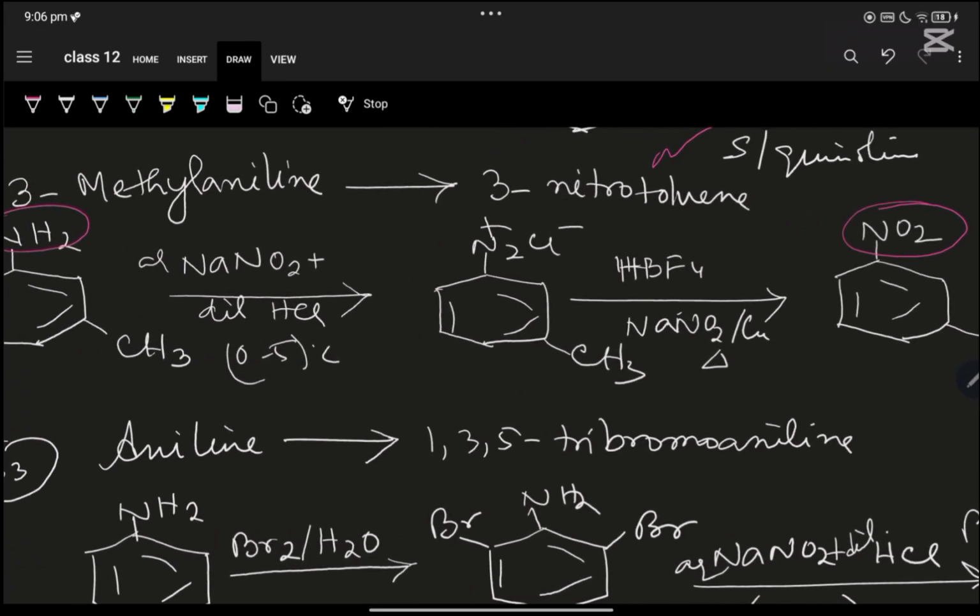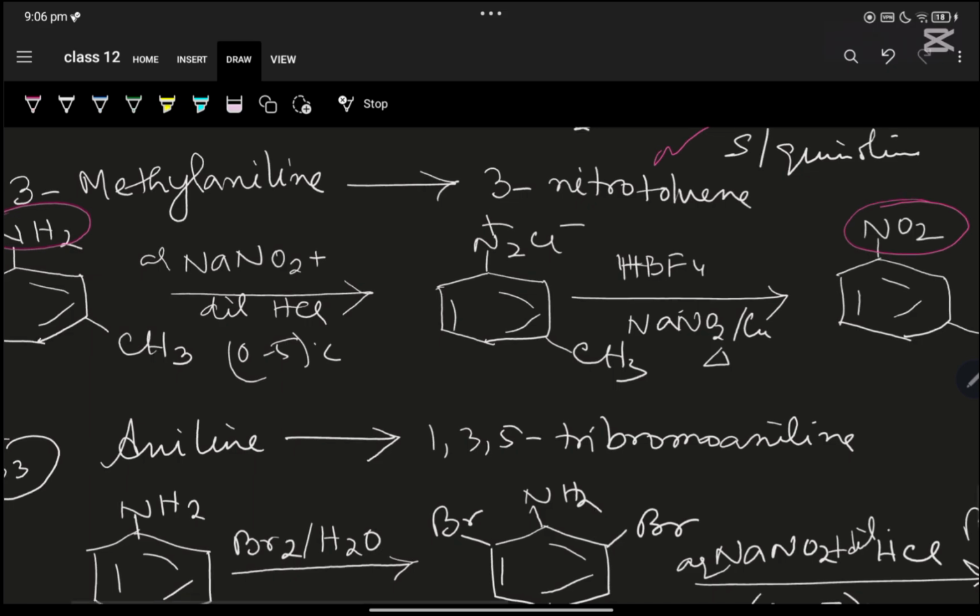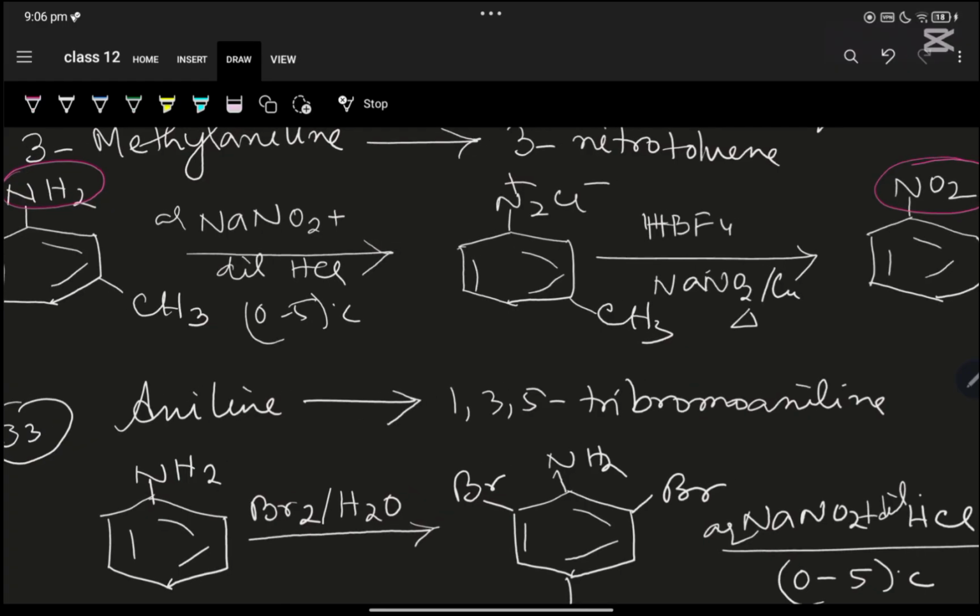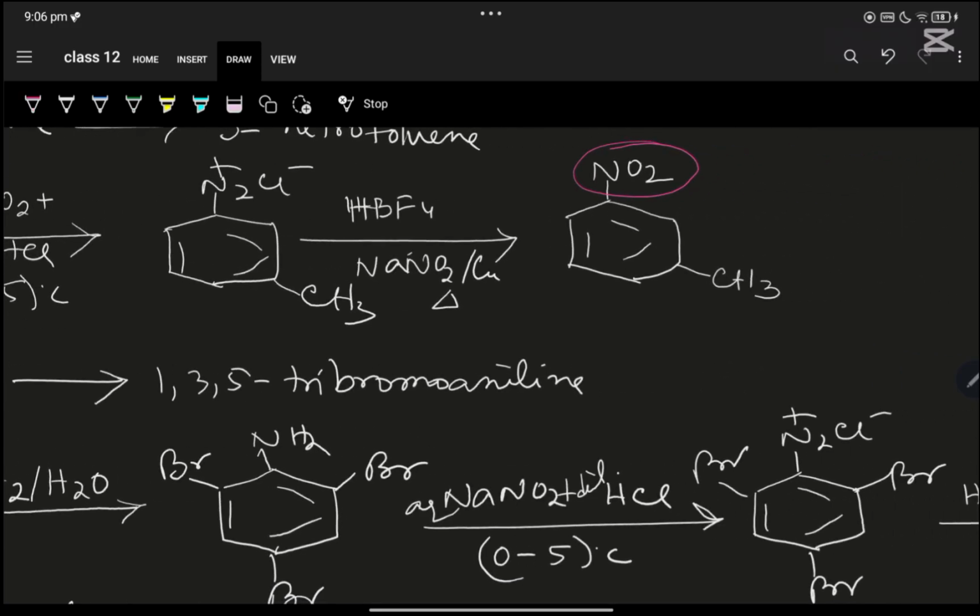Whenever you start with NH2 and you want to get H over there, OH over there, NO2 over there, or maybe any halo compound over there, go via diazotization, which is an important intermediate. So do aqueous NaNO2, dilute HCl, 0 to 5 degrees Celsius and get N2 plus Cl minus. Over there you give HBF4, NaNO2, Cu, heat and you will get a nitro in place of N2 plus Cl minus.